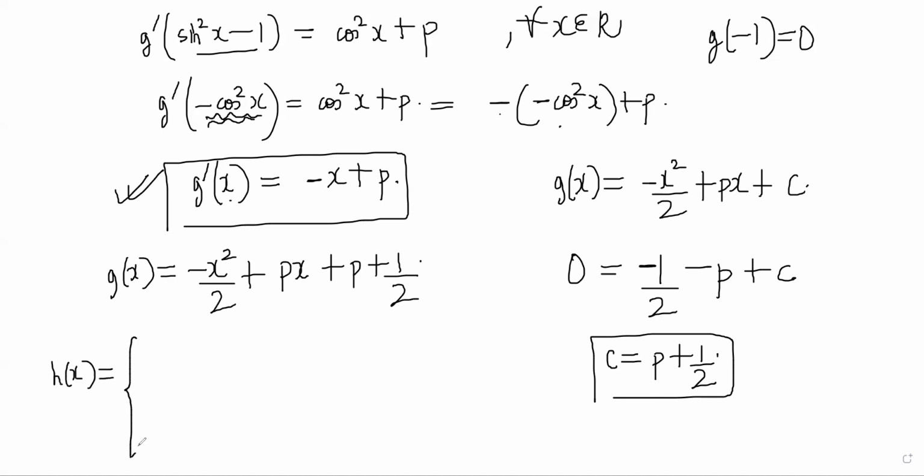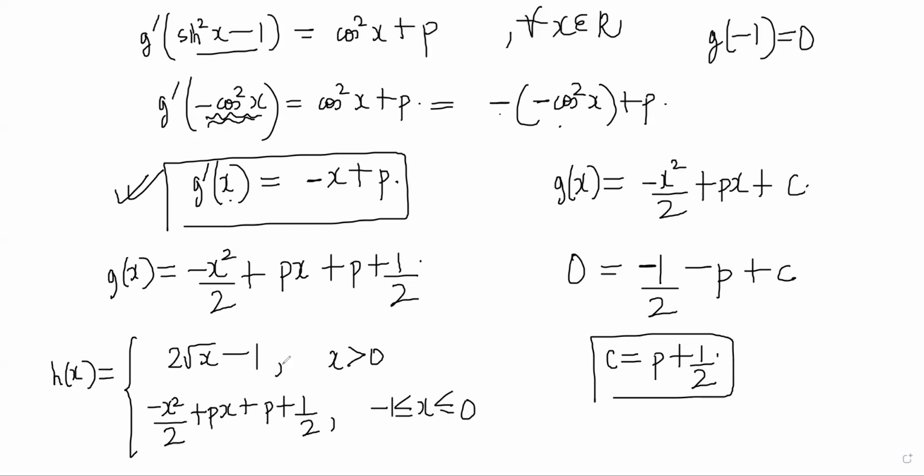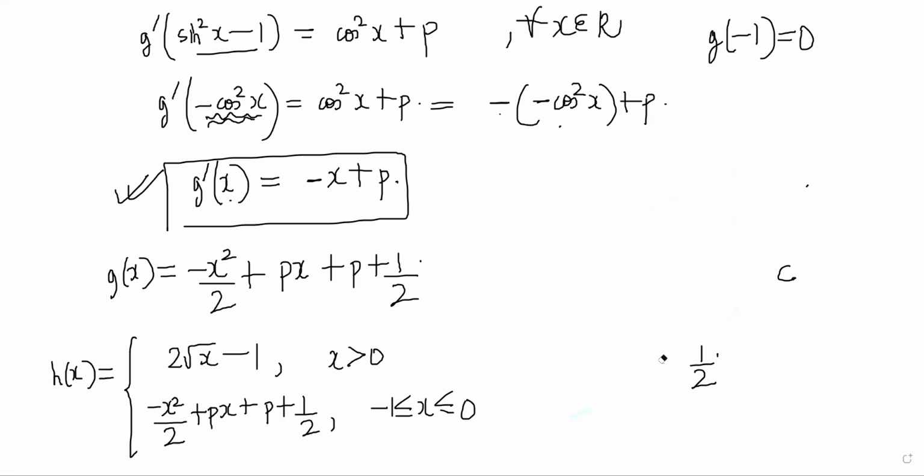H of x function was equal to f of x for positive x, which was 2 root of x minus 1 for x greater than 0. And it is g of x for x lying between minus 1 and 0, which is minus x square by 2 plus px plus p plus half for x lying between minus 1 and 0, right? And the question has said that my h function was continuous. So we can take continuity at 0 by taking left hand and right hand limits at 0, right?